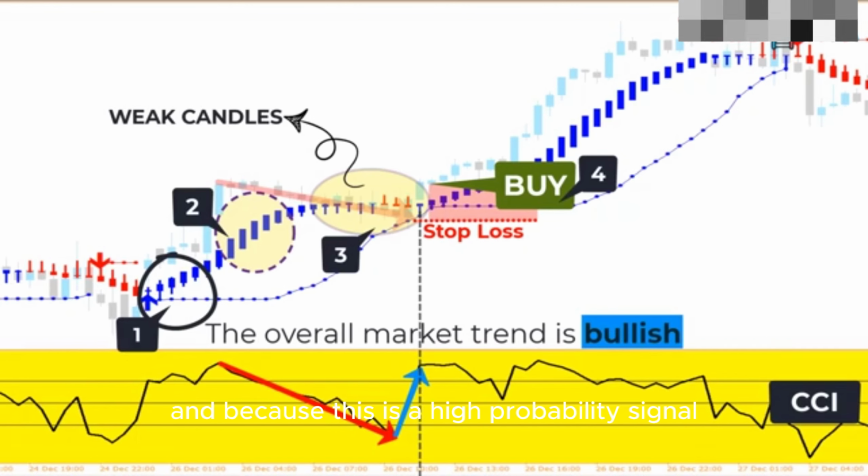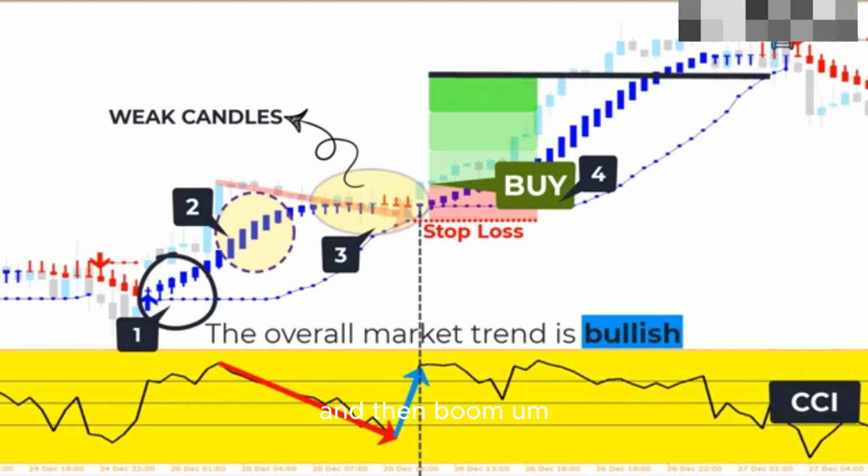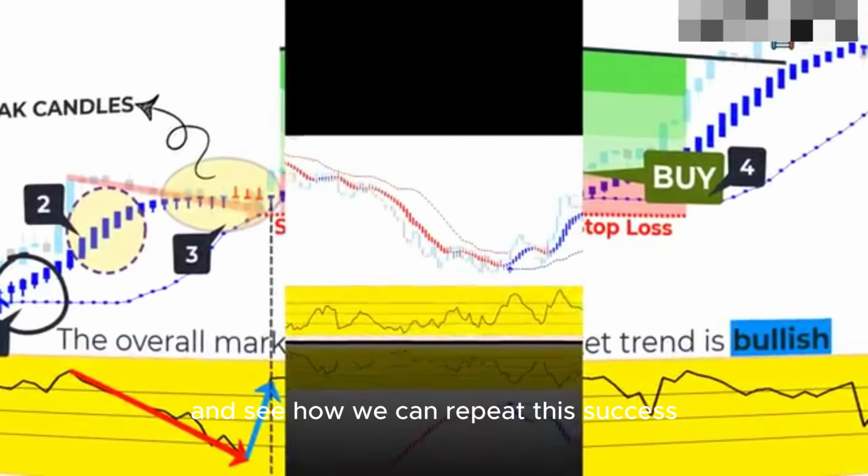And because this is a high probability signal, we apply a 3:1 risk to reward ratio, meaning our profit target is set 3 times the stop loss distance. And then boom, the market explodes upward, continuing the bullish trend and smashing our profit target. This is exactly why proper stop loss placement and risk management are critical to maximizing gains while minimizing risk. Now let's see how we can repeat this success.